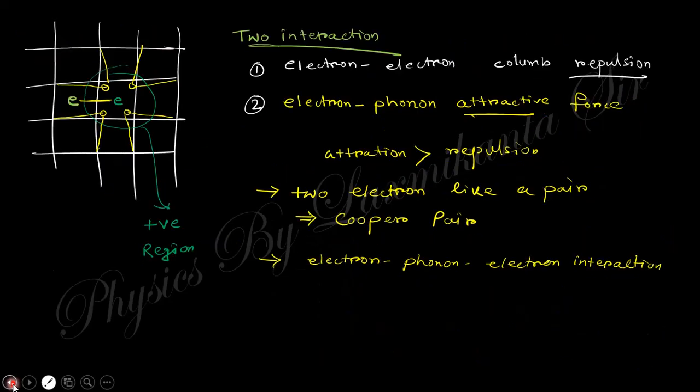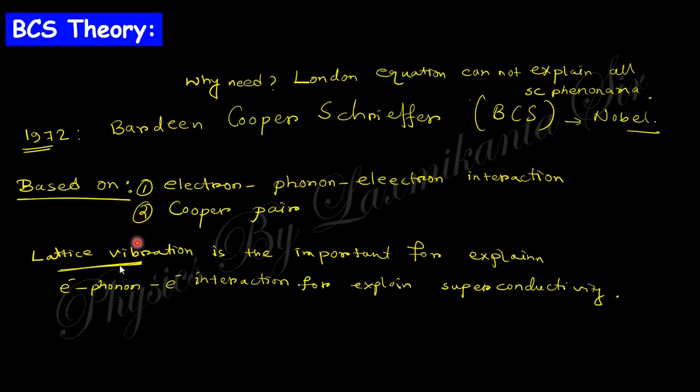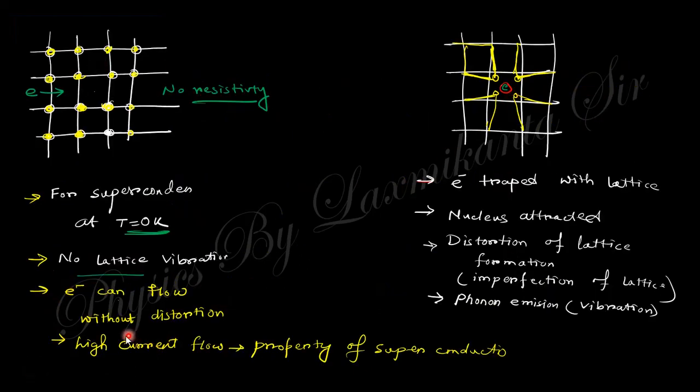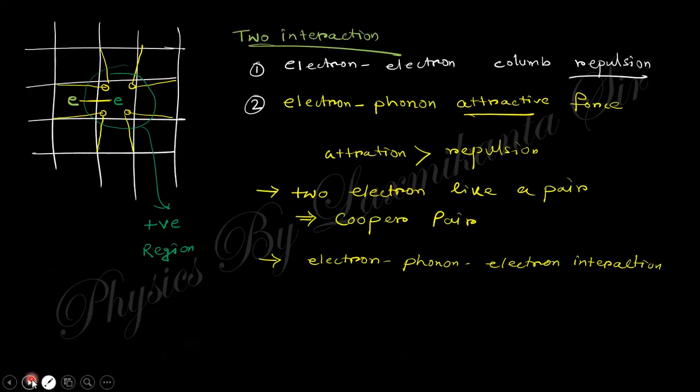So I think it is clear about the BCS theory, which says how these superconducting materials make a Cooper pair, and how they interact with the phonon, etc. I think you are clear about all this.